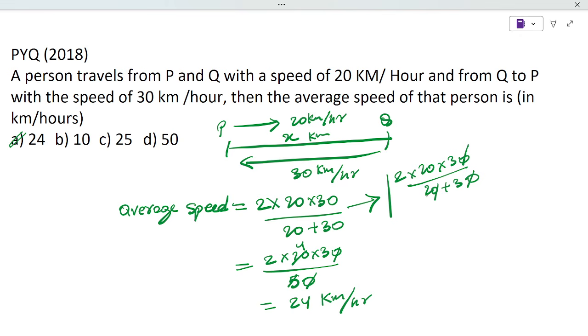So here 2, here 3, as 2 plus 3 is what? 5. As 5, 4 times. So 2 fours are 8, 8 threes are 24.